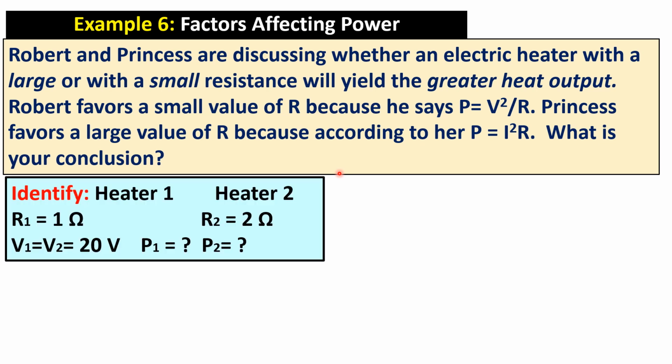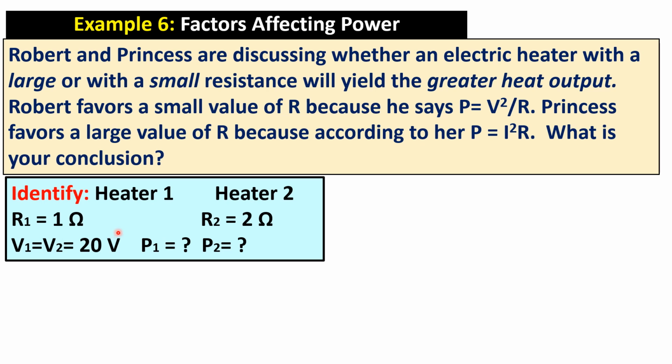All right, so again, we will identify the given data. For heater number one, which is the heater used by Robert, the given R, for example, is 1 ohm. There is a need for us to assume certain values for the resistance, and for simplicity, we choose a small value such as 1 ohm. And for heater number 2, the resistance R2 is equal to 2 ohms.